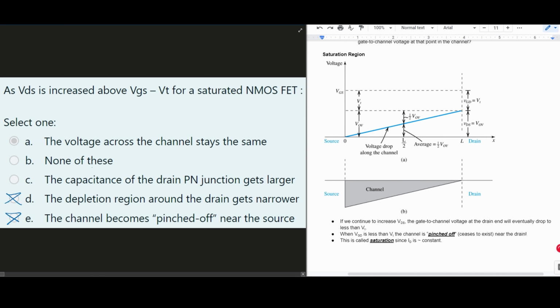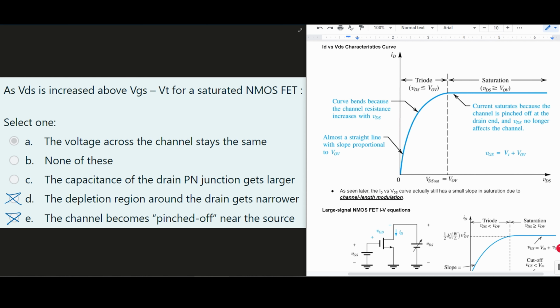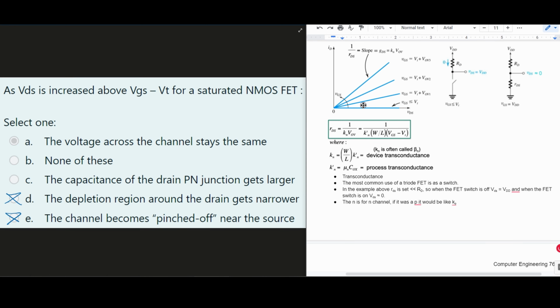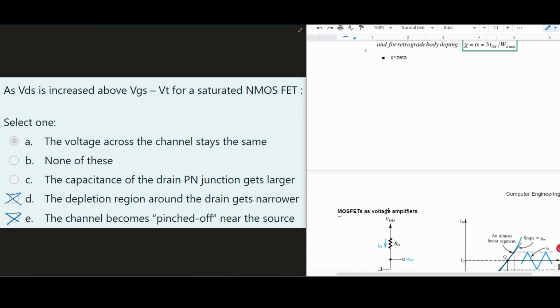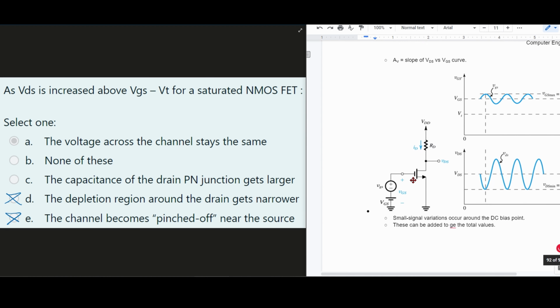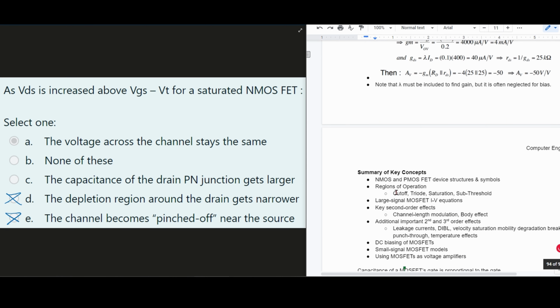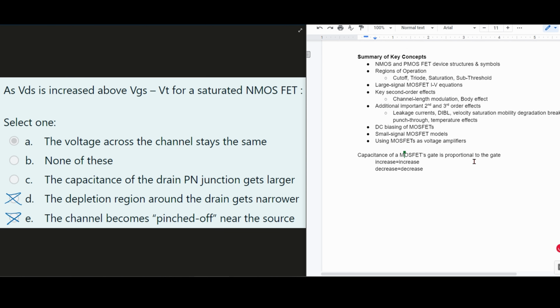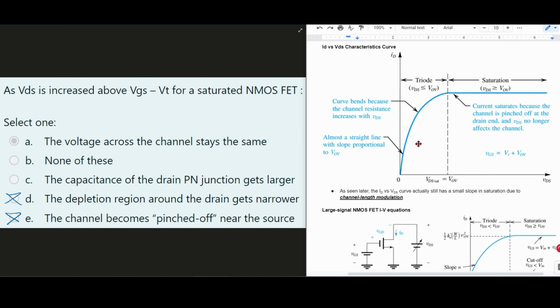We also see the capacitance of the drain PN junction gets larger. Well, as our VDS is increased above here, for a saturated MOSFET, we know that the capacitance is the same. If we were to look all the way down here, it is not exactly the same, but it is proportional to the increase of our actual gate voltage. So it's proportional to that, meaning that if this becomes a flat line, it's not going to get larger. So the error in all of these is that it gets larger here, gets narrower in the pinched off part.